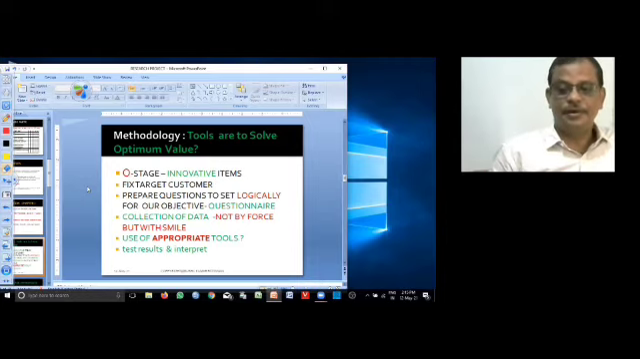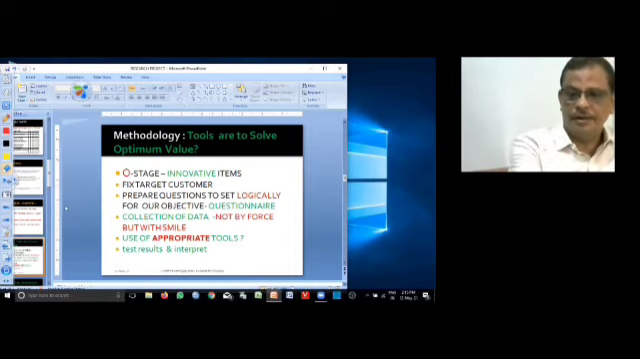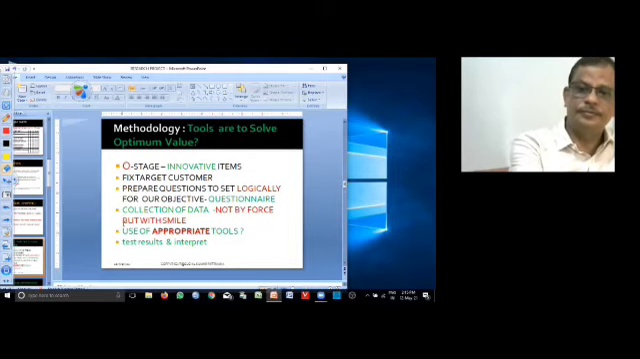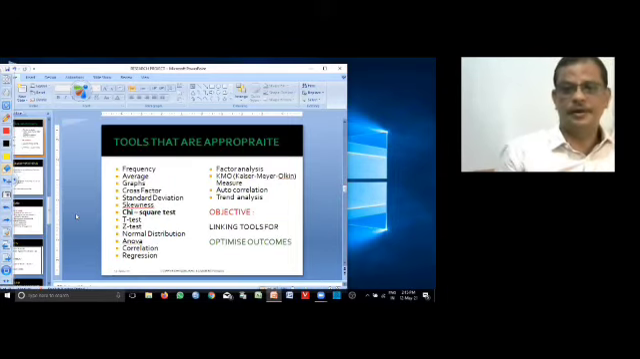So use of appropriate tools is most important in this methodology. So which tool you have to use? Tools means your statistical tools, from arithmetic mean to your correlation, regression. So at graduation level, PG level and MPhil level, those things are required. And what are the test results, you have to interpret them. So these things are important. Then what are the tools that are appropriate to your study?